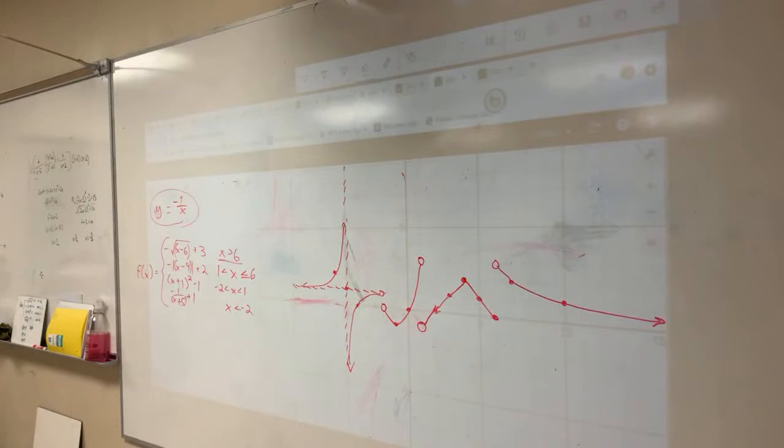So that would give us a point. And then you can just draw a little line through there. Boom, that's what that looks like. It's literally just going to look like that.